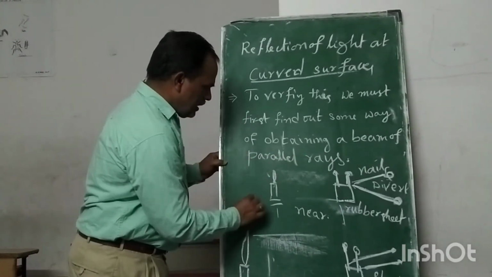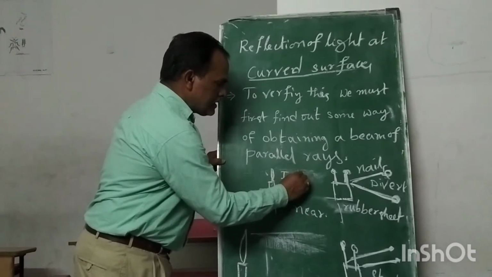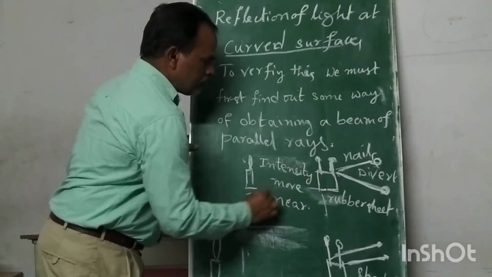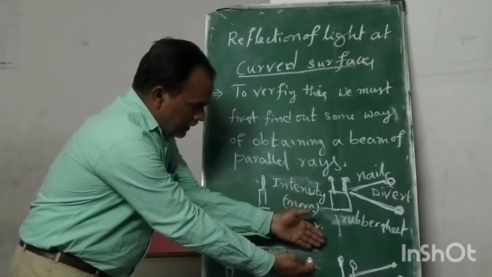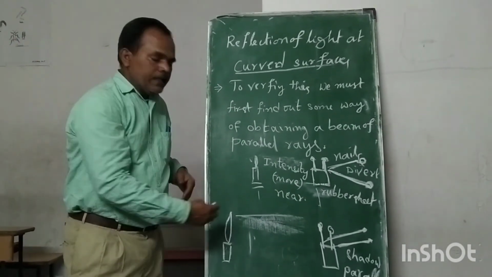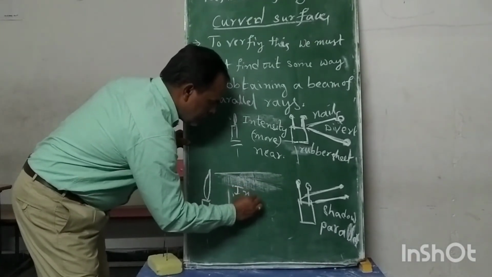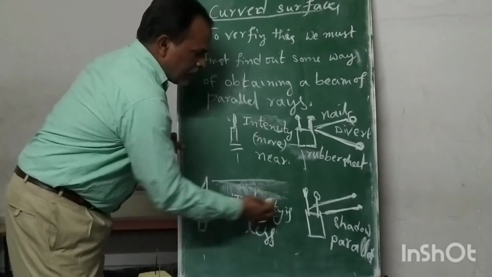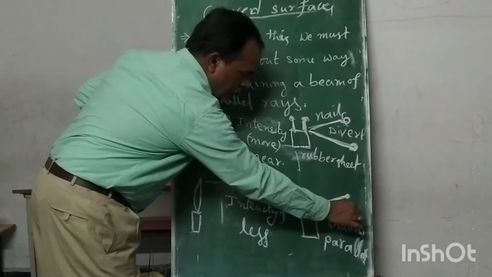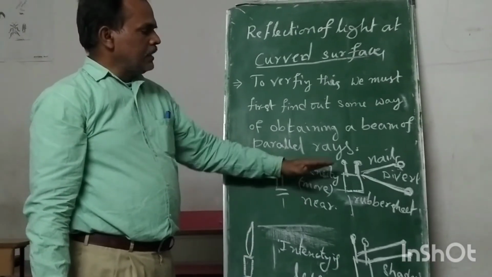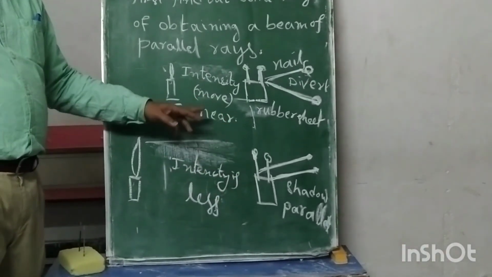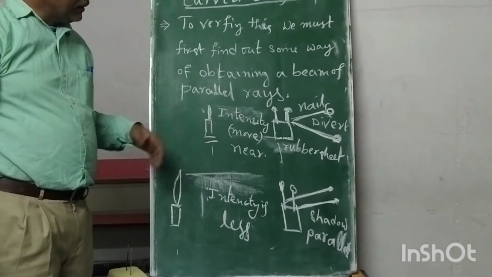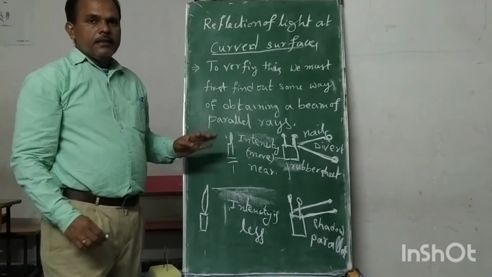Here, the intensity of the light source is more, and here the light is going very far away, so the intensity is less. That's why the image is formed parallel to each other. The shadow is formed parallel to each other. Here is diverging, here is parallel. So due to the intensity being more, if it is near the object it is diverging, and if it goes very far away, it becomes parallel.